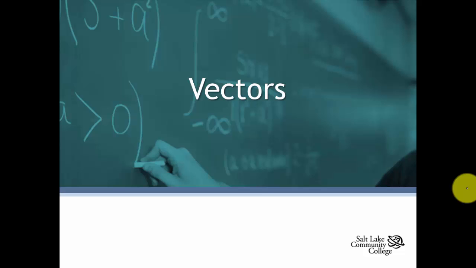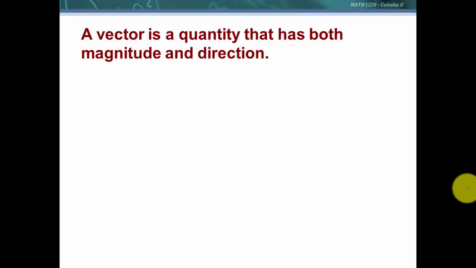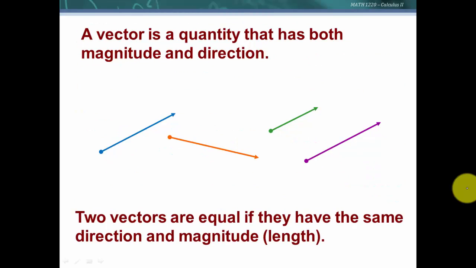Let's talk about vectors. Vectors are often used to describe forces, and we are interested in both the position of that force and also the strength of that force. And so a vector has both a magnitude and a direction. And as we look at vectors, vectors are equal if they have the same direction and the same magnitude.